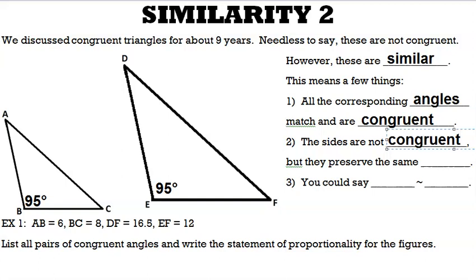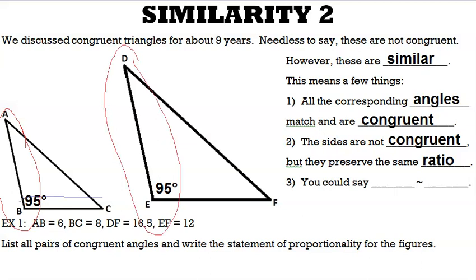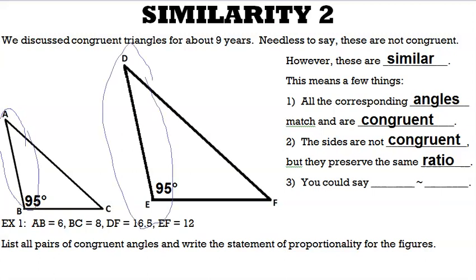Now, the thing about the sides, they do preserve the same ratio. So what that means is the ratio of AB to DE is going to be the same as the ratio of BC to EF. So I'm just going to make up a number here. Let's say AB is 3/5 as long as DE. Then that would mean BC would be 3/5 as long as EF. It would also mean AC would be 3/5 as long as DF. It would work for everything. They preserve the same ratio.